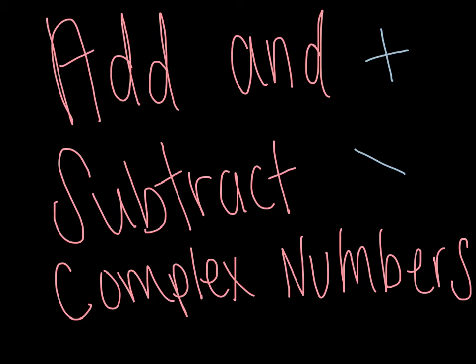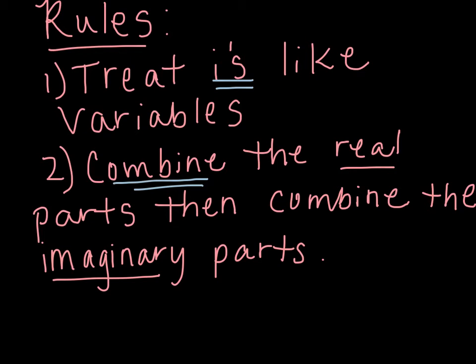Today we're going to be adding and subtracting complex numbers. The rule for complex numbers is we must treat the i's like variables. Next, we will combine the real parts and then combine the imaginary parts.